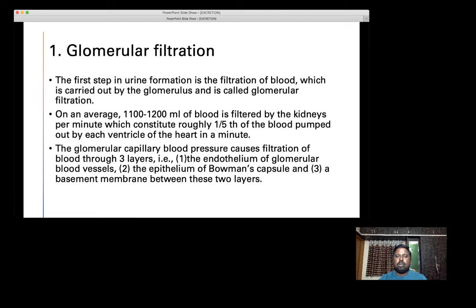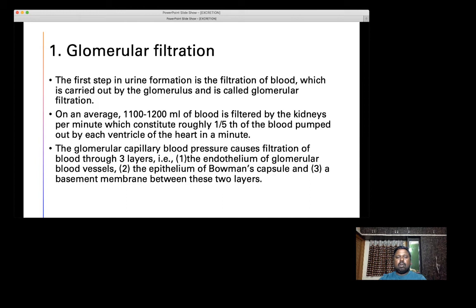First is glomerular filtration. It is the first step, where filtrate is formed from the blood by the glomerular structure. That is why it is called glomerular filtration. On average, 1100 to 1200 ml of blood is filtered by the kidney per minute. Roughly one quarter of the total blood pumped by the ventricle of the heart per minute.